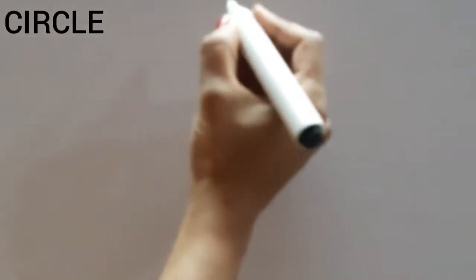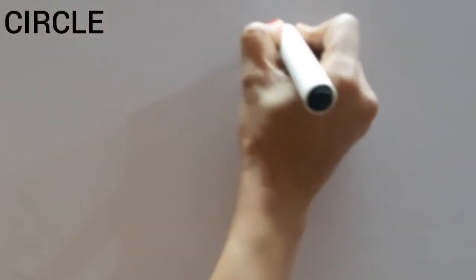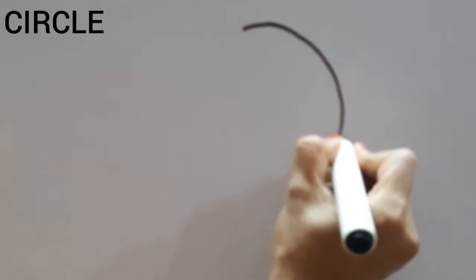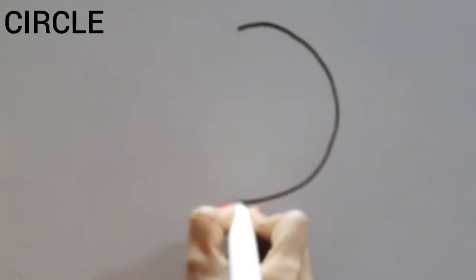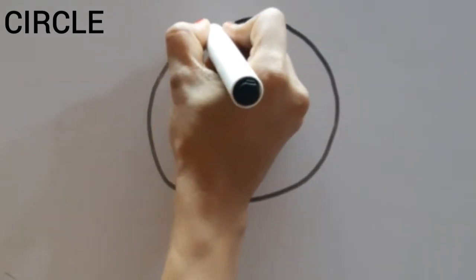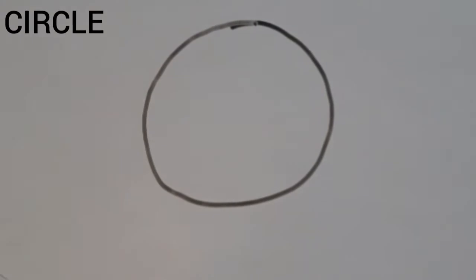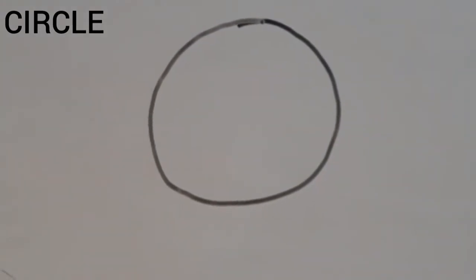So children, look at the board how to draw a circle shape. Start from a point, then move your hand slowly, go round and round and round, then come back to the same point. So this is the way to draw a circle shape.